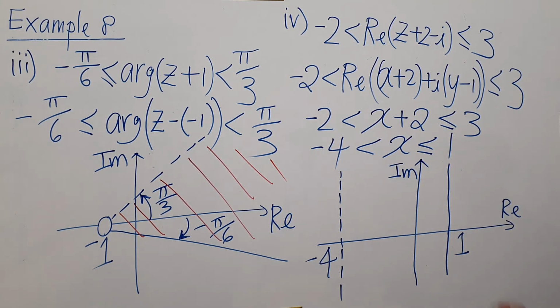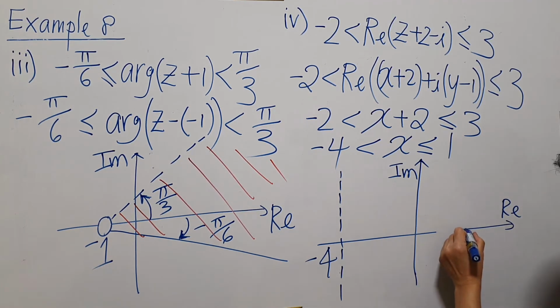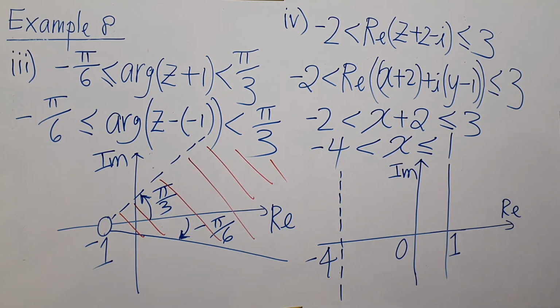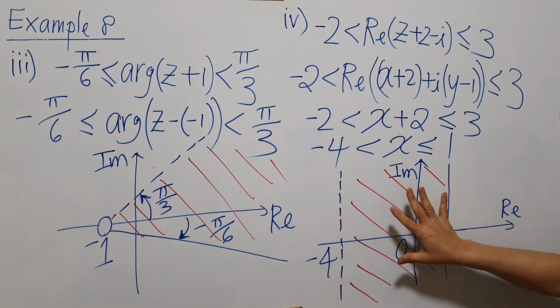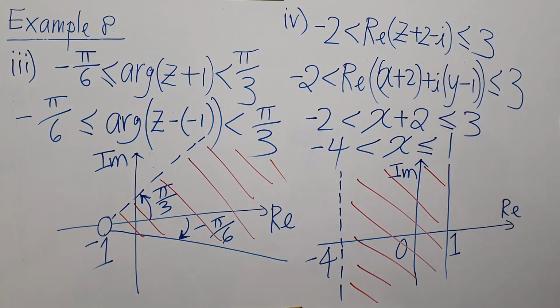Okay, let me redraw this. This line doesn't look good. Let me redraw this line. Okay, so you want to actually have the region where the x value ranges from minus 4 to 1, but without minus 4 and with 1. Without minus 4 dotted, with 1 is solid line. So you shade this region. So this represents those z that will satisfy this inequality. And that completes example 8.